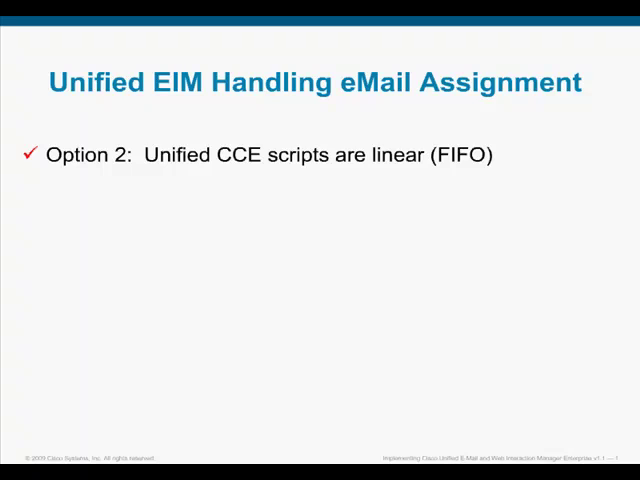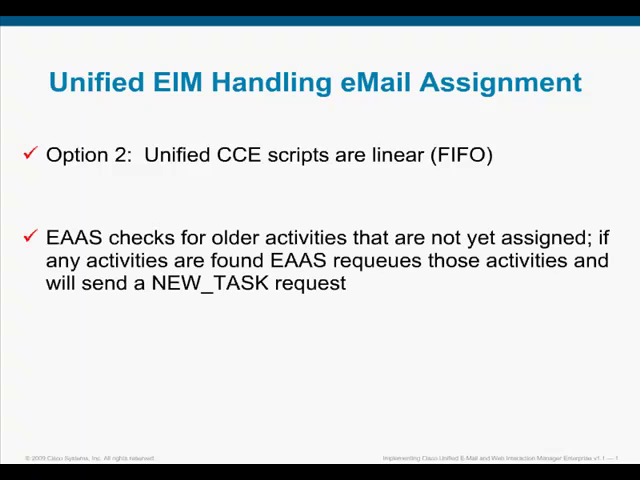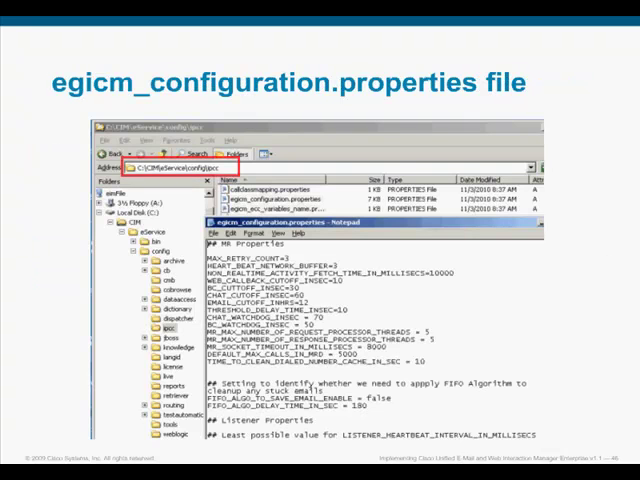Option 2 can only be used when Unified CCE scripts are linear, meaning first in, first out. What happens is the External Agent Assignment Service checks for older activities that have not yet been assigned. If EAAS finds activities that have not yet been assigned, EAAS will requeue these activities and send a new task request. On the server running the file services, navigate to CIM, eService, Config, IPCC.